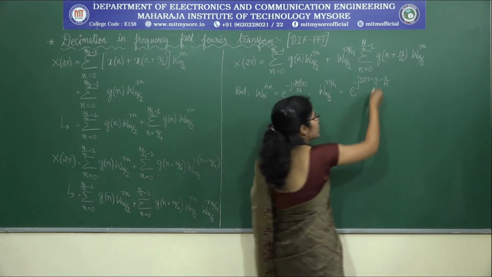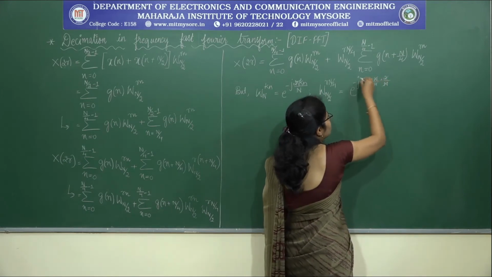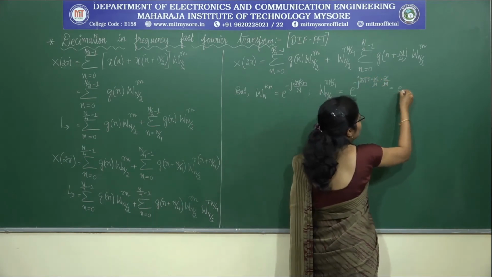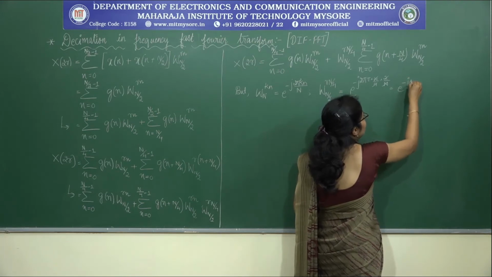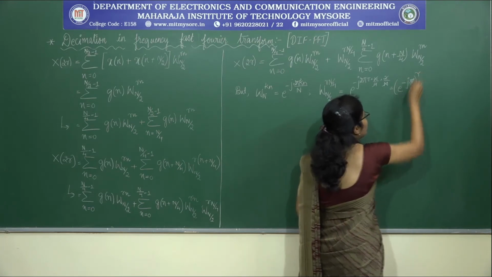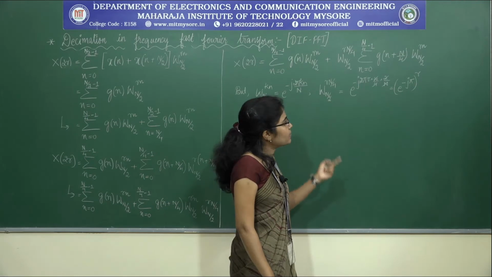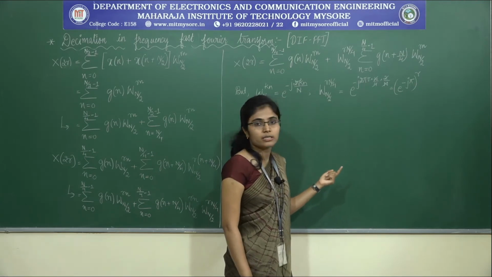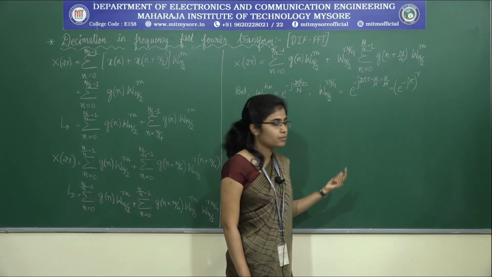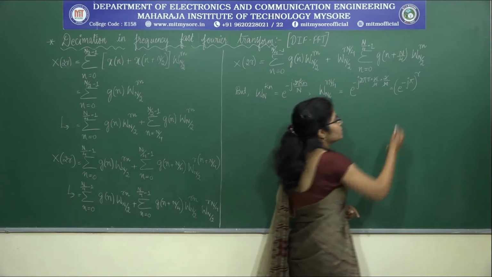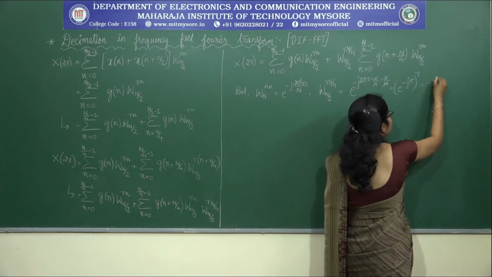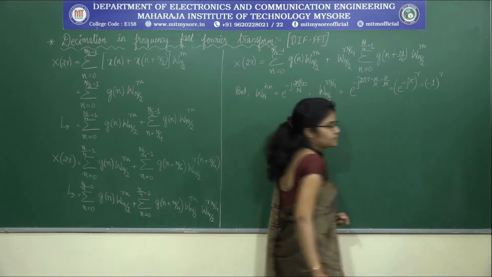So, what can I do? I can cancel n with n, 4 with 4. So, what are we left with? We are left with e power minus j pi to the power of R. So, what is e power minus j pi? It is nothing but equal to cos pi minus j sin pi, which is nothing but equal to minus 1. So, this is equal to minus 1 to the power of R.